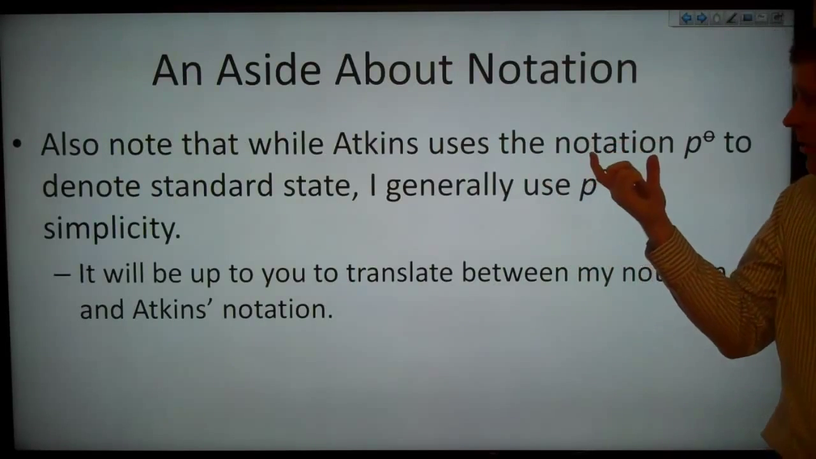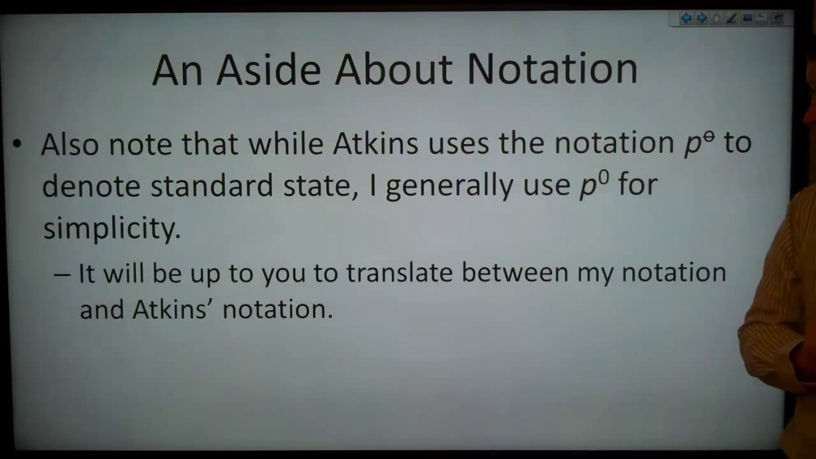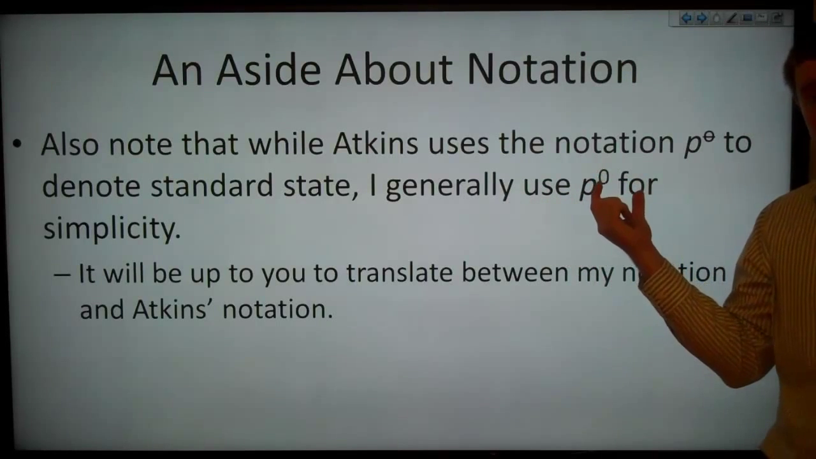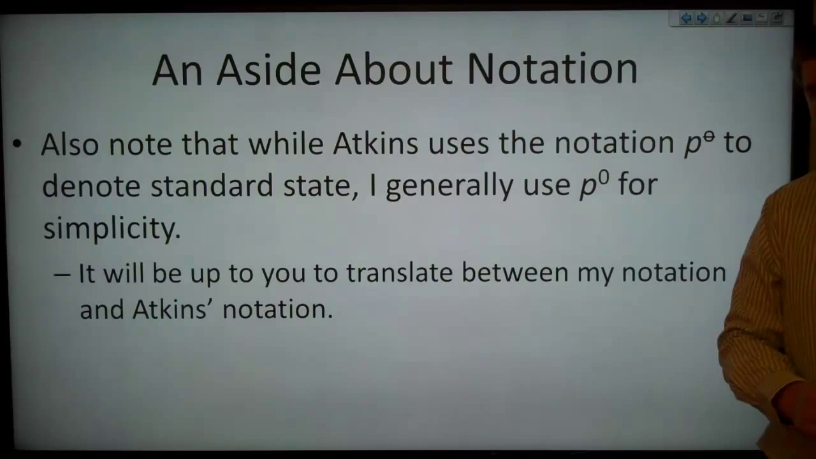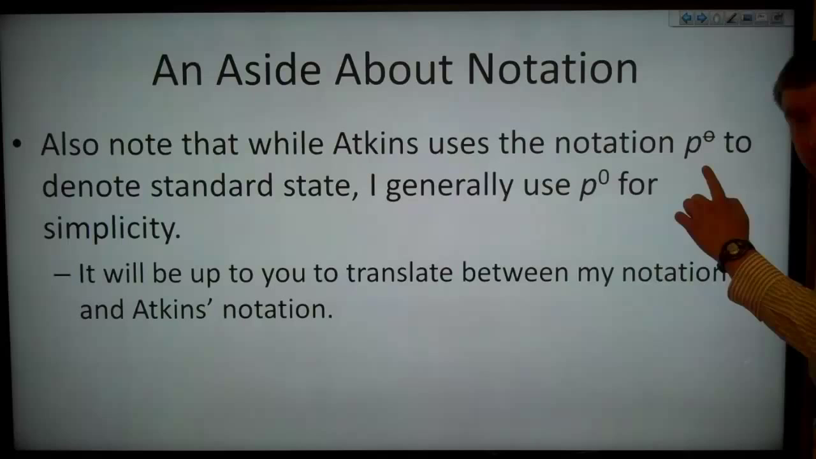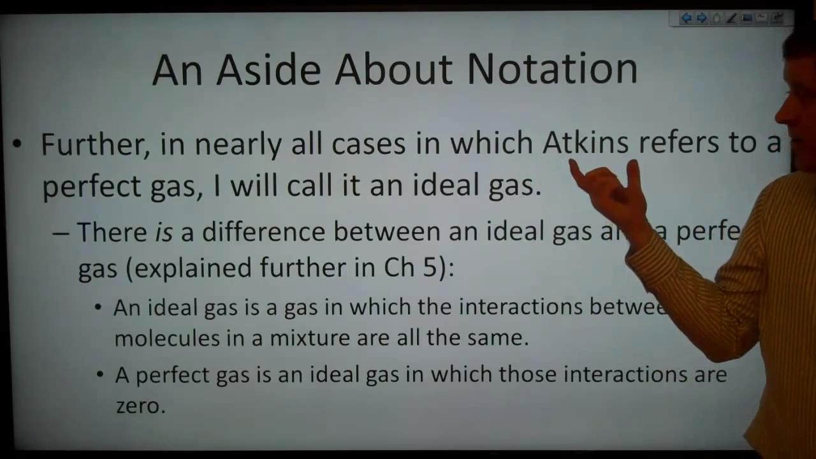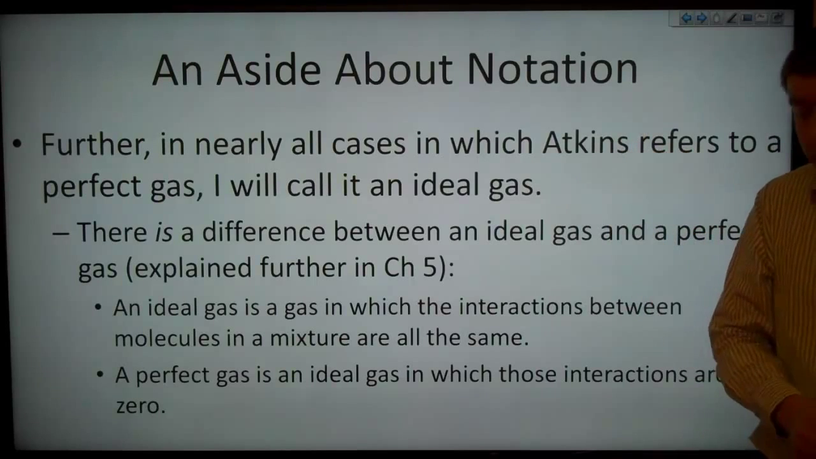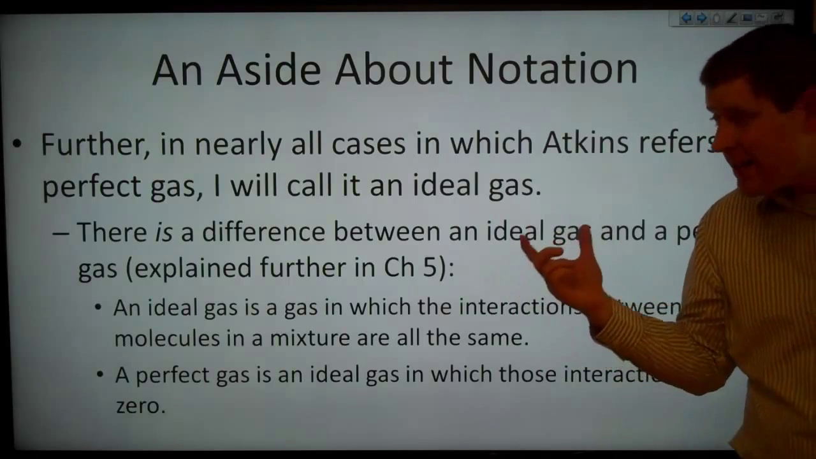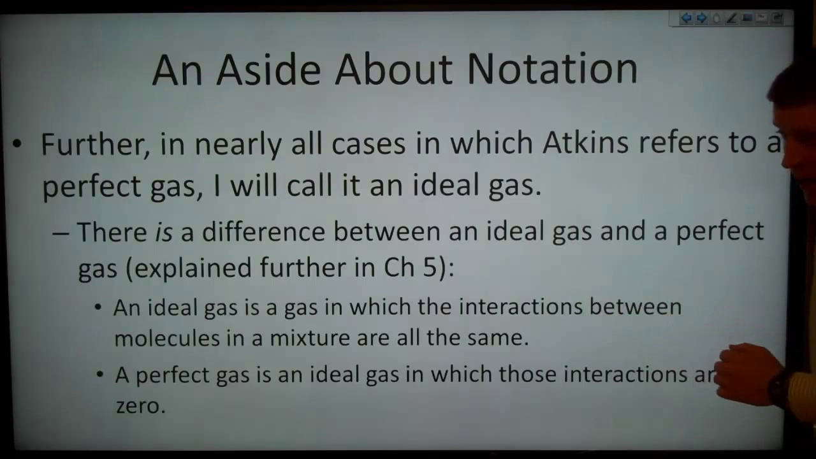Also, note that while Atkins uses the notation P naught like this with a line through the 0 to denote the standard state, I'm generally going to use P0 to talk about P naught for simplicity. It's going to be up to you then to translate between my notation here and Atkins' notation that he uses there. Furthermore, in nearly all cases in which Atkins refers to a perfect gas, I'm going to call it an ideal gas instead. And there is a difference between an ideal gas and a perfect gas. This is explained further in Chapter 5.